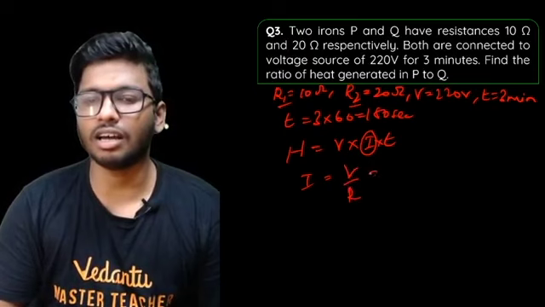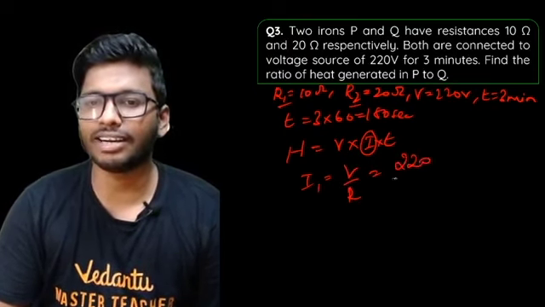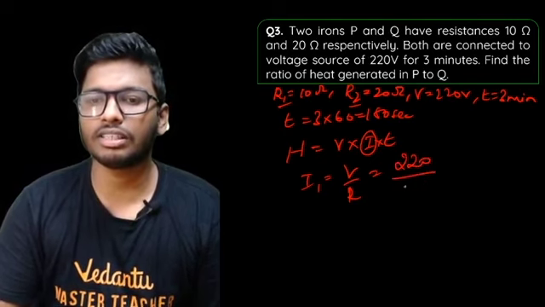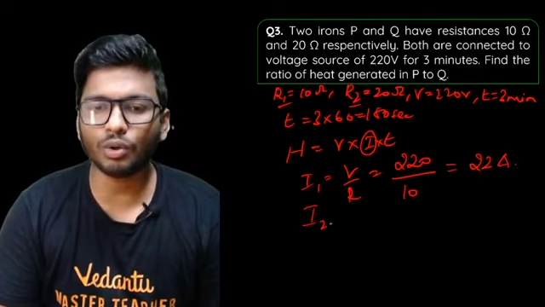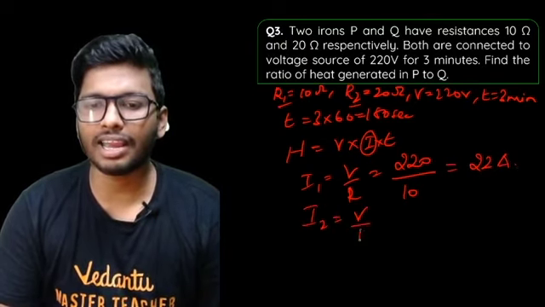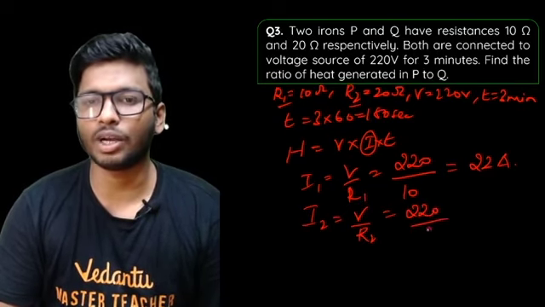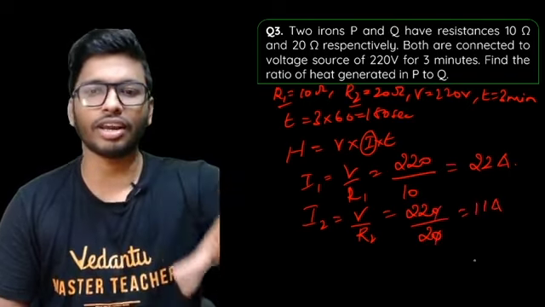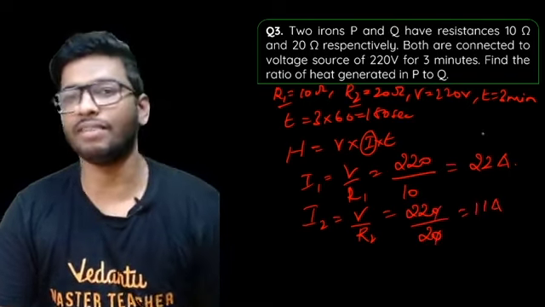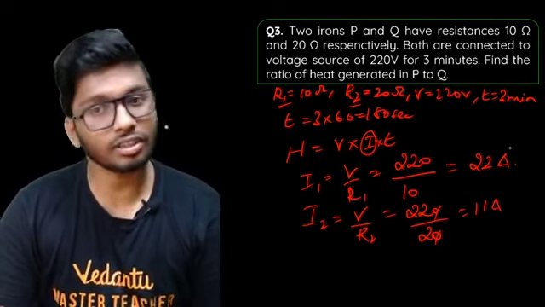So for the first one, I'll take it as I1, which is 220 divided by the resistance, 10 ohms, so it'll be 22 amperes. For I2, it'll be V by R2. This is R1, this is R2. So that'll be 220 divided by 20, which is 11 amperes. So you're going to get the current as 22 amperes and 11 amperes. Now put it in the equation, and you'll get the answer.